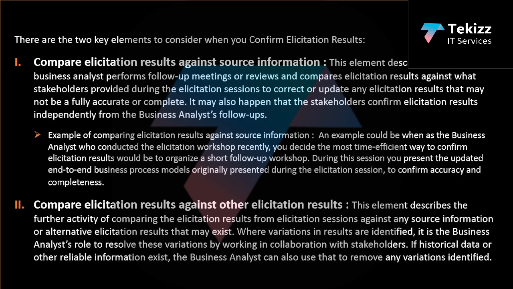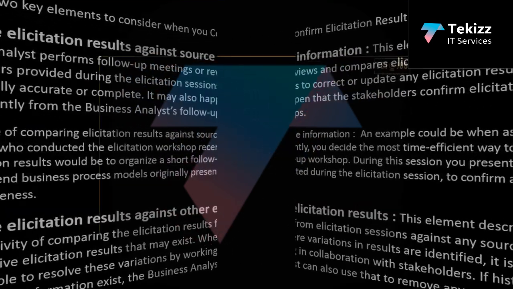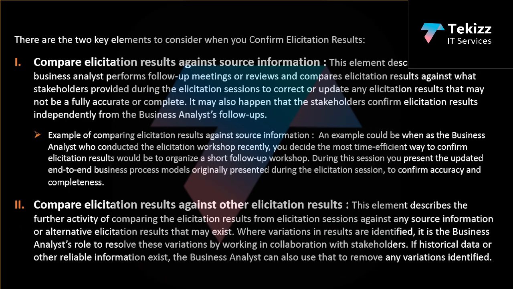And the second point is to compare the elicitation result against the other elicitation results. This element describes the further activity of comparing the elicitation result from the elicitation session against any source of information or alternative elicitation result that may exist. Where variations in the results are identified, it is the business analyst's role to resolve this variation by working in collaboration with the stakeholder. If there are any historical data or other reliable information, the BA can also use that to remove any variation which is identified.